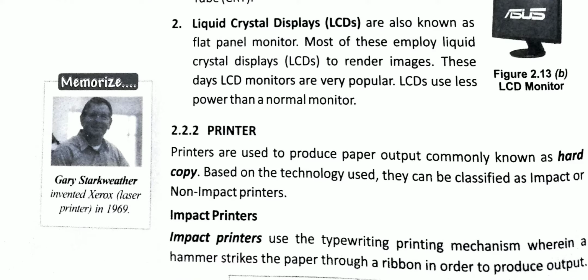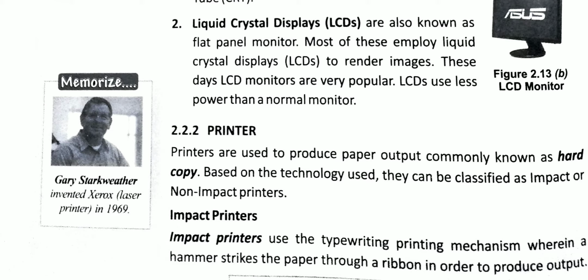As we have seen, we get two types of output. The first one is display and the second one is on printed paper, the hard copy. The second type of output is that printers are used to produce paper output, commonly known as hard copy. Based on the technology used, they can be classified as impact or non-impact printers. So there are two types of printers also: one is impact and the second one is non-impact printers.